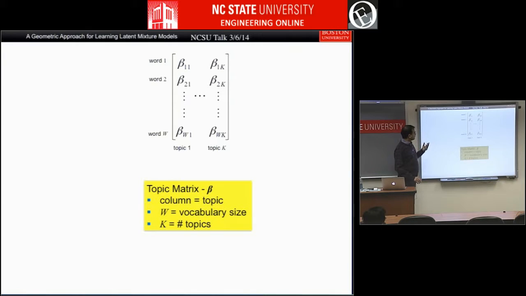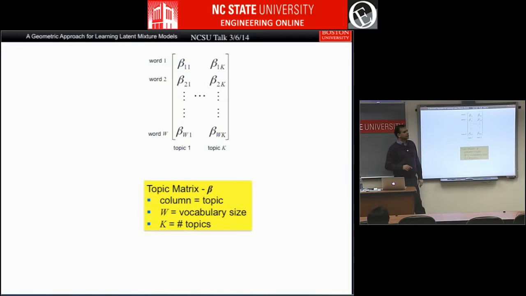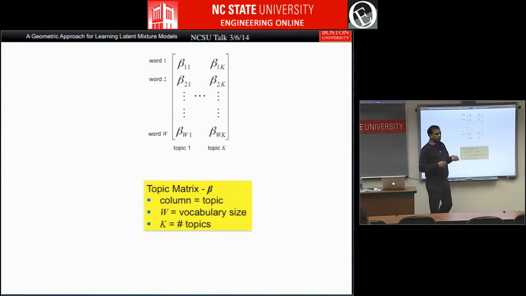What does that mean? You can imagine a topic to be a probability distribution over these different words. So you can think about beta 11, beta 21 corresponding to topic 1, beta 1k, beta 2k, up to beta wk corresponding to topic k. So there is something called a topic matrix, and each component tells me how often I see word 1 in that topic. So w is the size of the vocabulary, k is the number of topics. For this talk, we are going to just assume that we know k. But a fundamental question in topic modeling is also how do you figure out what k should be. Just for simplicity, we are going to live with the fact that somebody told us there are k topics.